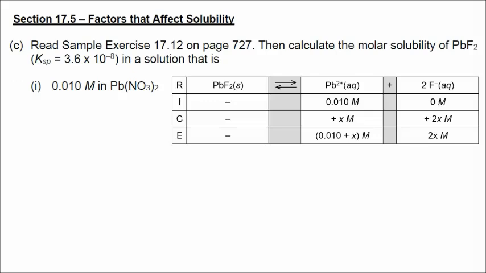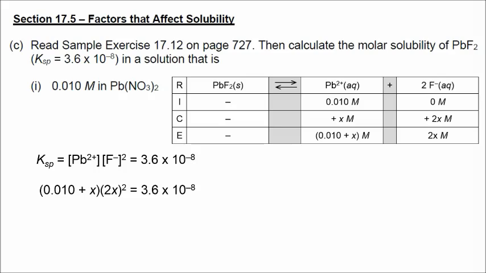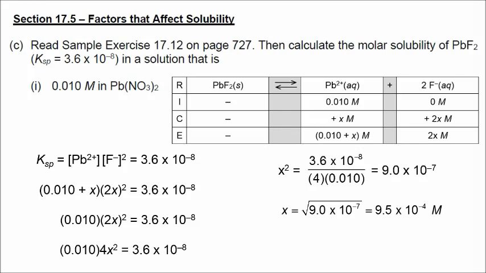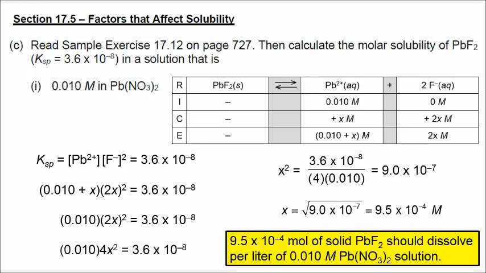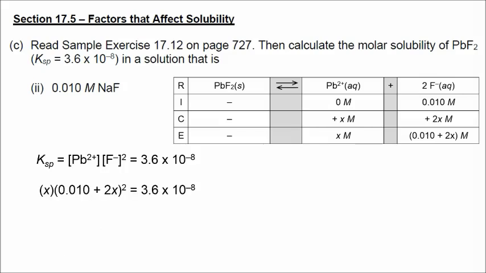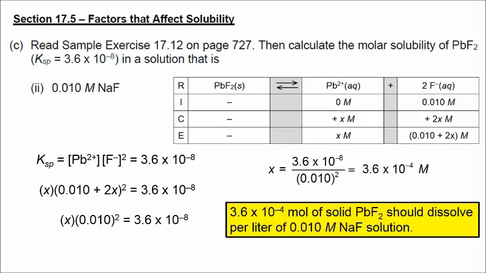All right, so we'll start with our lead. Here's our ICE table. We plug in the information into the Ksp expression, making the simplifying assumption that 0.01 plus X is the same as 0.01. When we solve for X, we get 9.5 times 10 to the negative 4. So that is the molar solubility in a solution that already contains a certain amount of lead. If we do it for the fluoride, we plug in our information from the ICE table, and we get 3.6 times 10 to the negative 4.